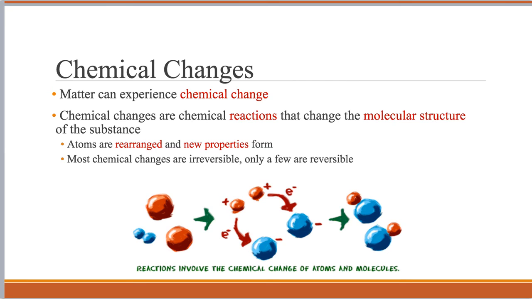Matter can also experience chemical change. And then again, because chemical changes are going to be chemical reactions, you're going to see changes in the molecular structure. Atoms are rearranged and new properties form after a chemical change. Most chemical changes are irreversible. A few you can reverse and go backwards, but most of them only go in one direction. So this little diagram is showing you how we've got two elements that are separated on one side of the chemical reaction, and then they have been combined on the other side.